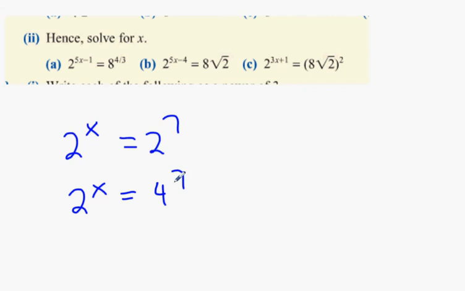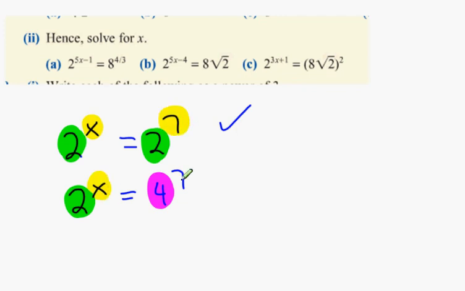No. Why can you do it for the first one, but you can't do it for the second one? Sorry? The base numbers are the same. So to do these questions, you always have to make sure that the base numbers are the same. When they're not the same, you can't say that the powers are equal to each other. The powers are the small numbers that are in yellow. So the yellow parts will equal each other when the base numbers are the same.